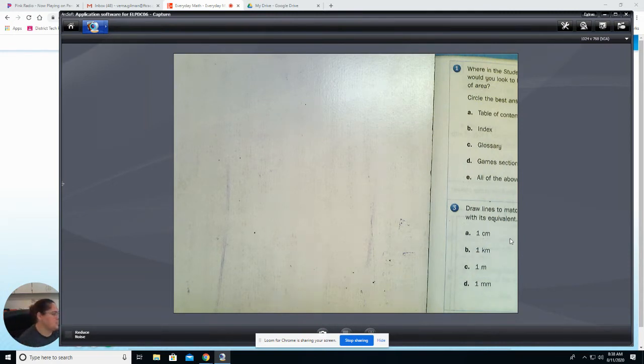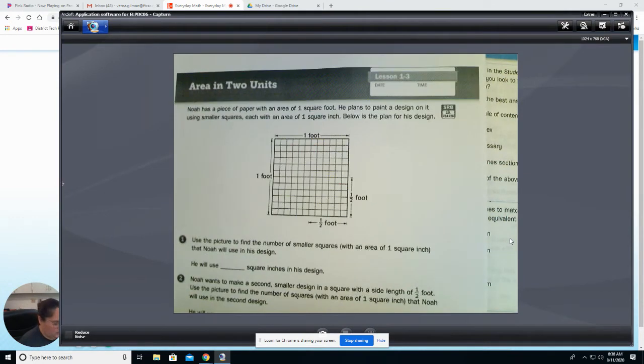So we're going to start today with our very first lesson. So in your math workbook, you should have this page. It says area of 2 units. It should be page 8.